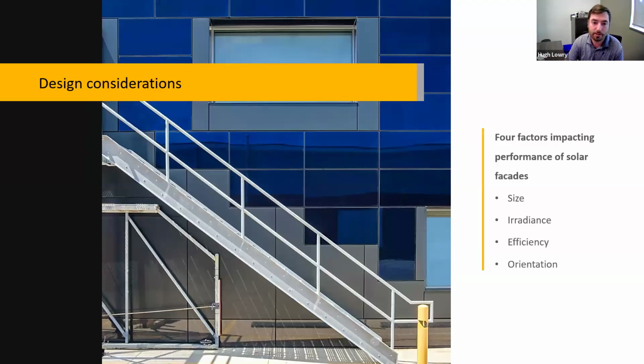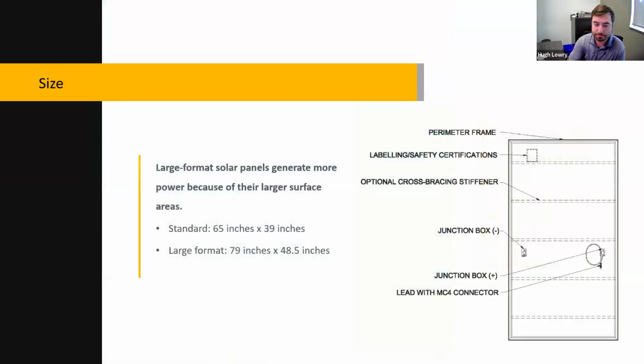We'll quickly go over the design considerations, and there's a slide for each one of these, so I'm not going to spend too long on this one, but we'll start with size. Larger format solar panels can generate more power because of their larger surface area. The more solar cells working together, the more power the panel can create.